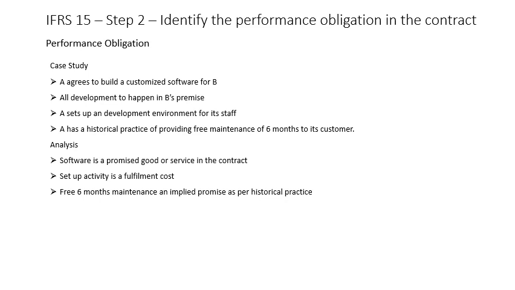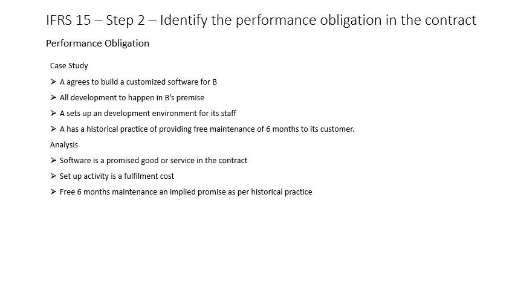Now let's analyze this case study to better understand the meaning of performance obligation and the implication of performance obligation. A agrees to build a customized software for B. The development of the software will be done in B's premises. A creates a setup environment at B's premises for its staff. A has a historical practice to provide 6 months of free maintenance to all its customers.